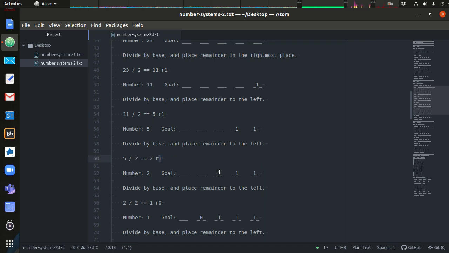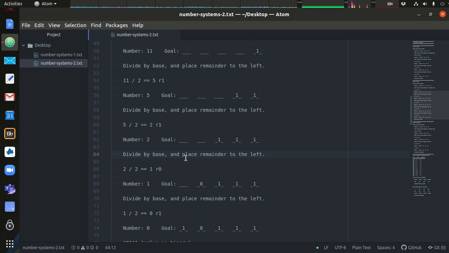Right, so that remainder comes down here, and then 2 is our new number. Divide by the base and place the remainder to the left. So 2 divided by 2 divides evenly. It goes in one time with a remainder of nothing. So that remainder goes here. Right, our new number is 1.